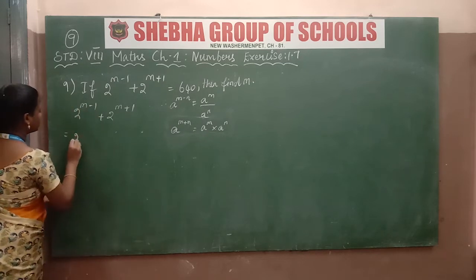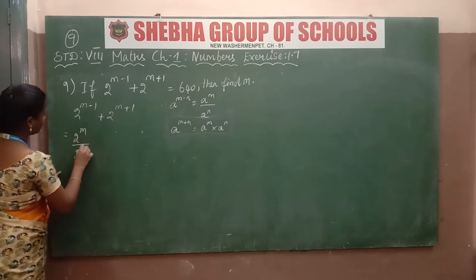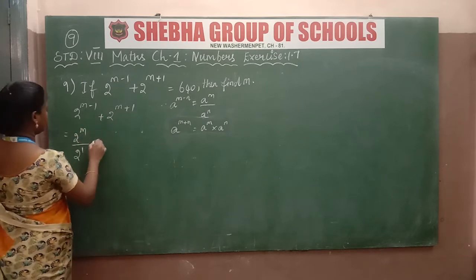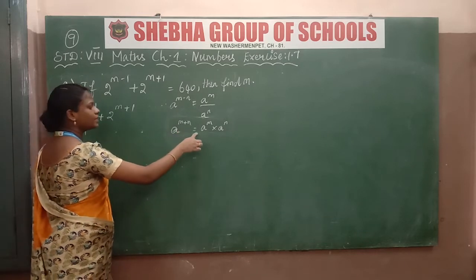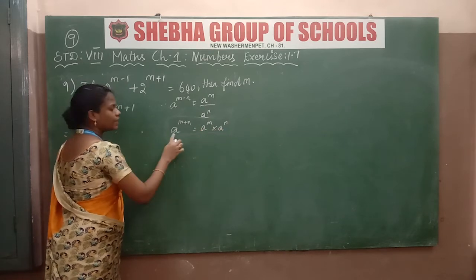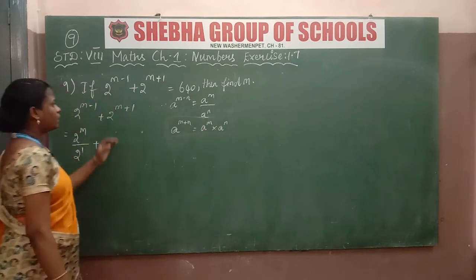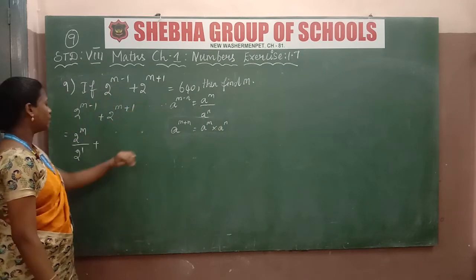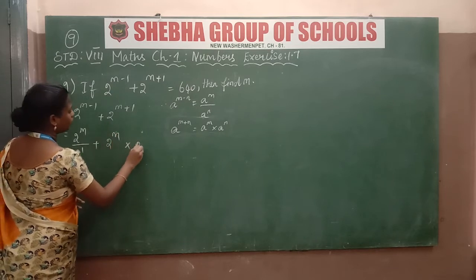So 2 power, so என்ன வரும் 2 power m divided by 2 power 1. Okay, so then next 2 power m plus 1, we write a power m plus n is equal to a power m into a power n. We write a power m plus n is equal to a power m into a power n. We have to assume this also this way. So 2 power m into 2 power 1.